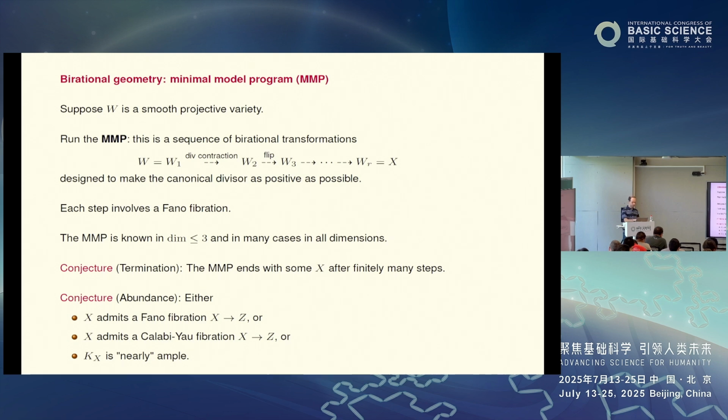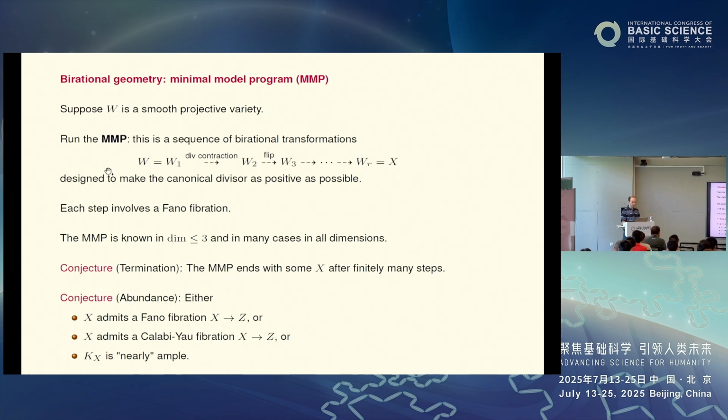Let me go back to the birational geometry setting and look at the minimal model program. Suppose that I start with an algebraic variety W. For simplicity, let's say this is smooth, projective. Then the minimal model program is basically a step-by-step program which transforms our space W birationally until at the end it gives you a space which in some sense has a richer geometry, or a more special geometry than the original one.